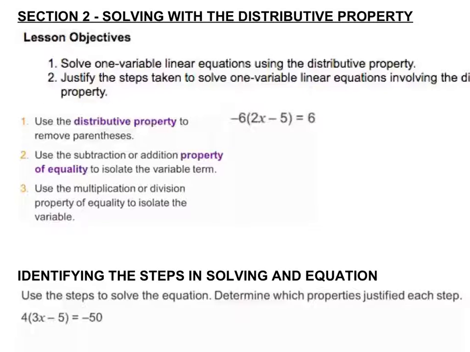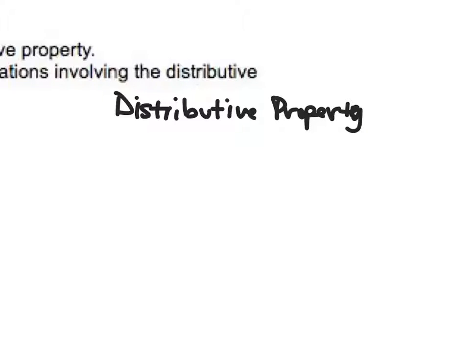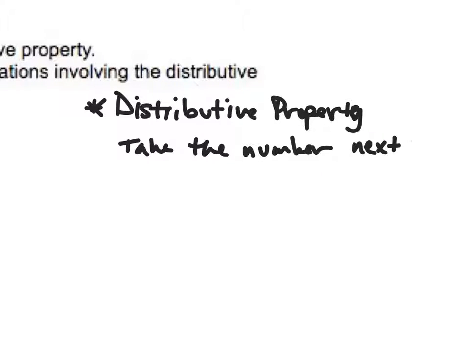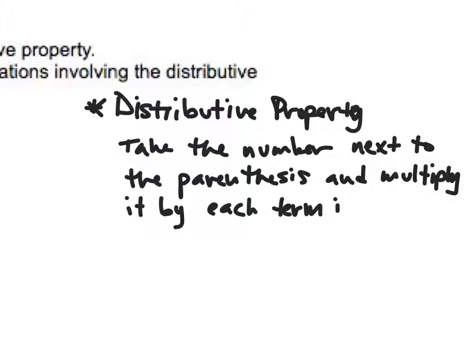So when I use the distributive property, and let's write this down over here, distributive property, okay, means that we take the number next to the parentheses and multiply it by each term inside of the parentheses.